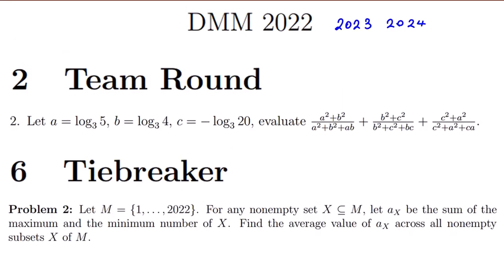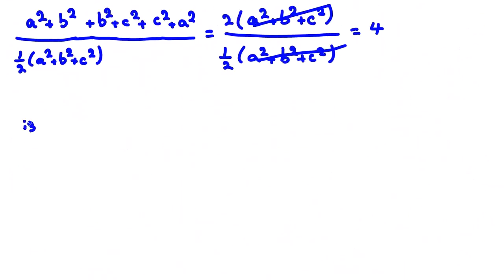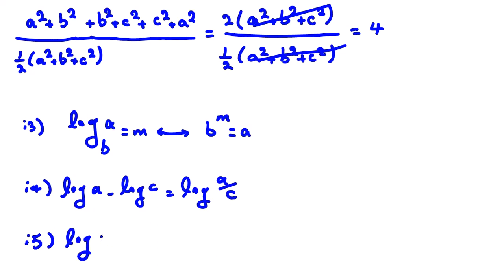Okay, for the previous problem, let me just tell you some more ideas. Idea 2 was this. Idea 3 is log. The definition is important. Log base b of a equals m is equivalent to b to the m equals a. Idea 4 is log a minus log c. The bases are equal b, so it is equal to log of a over c. Idea 5 is log base b to the m of a to the n equals n over m of log base b of a.